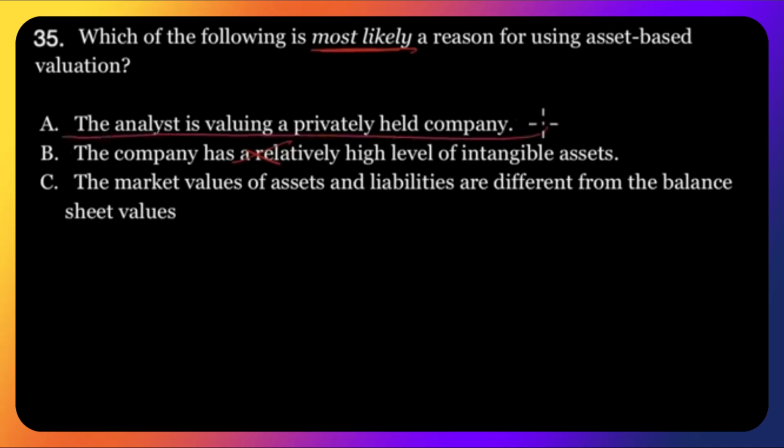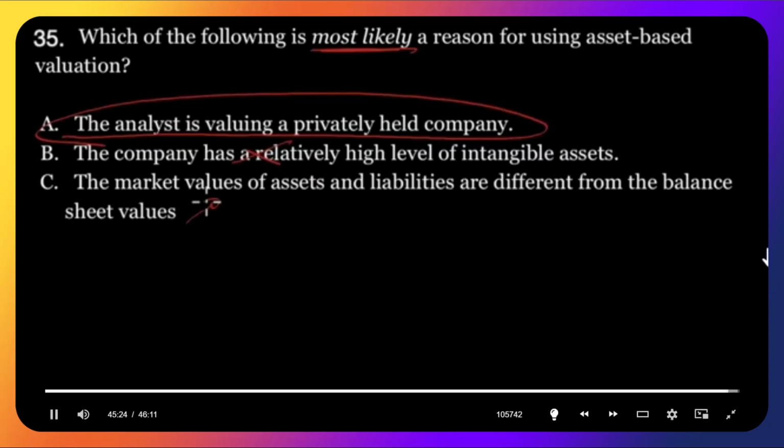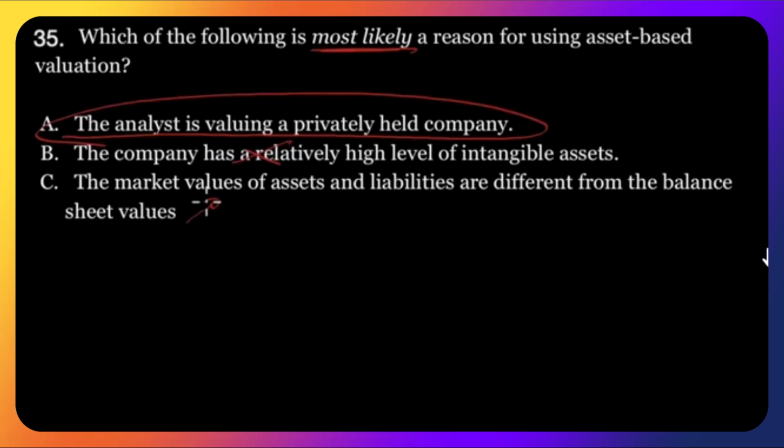So, A, the analyst is valuing a privately held company, is the most likely reason for using asset-based valuation. Let me be clear about why I'm not choosing C. C is just a general statement that happens to be true for any company. So it's not a likely reason for using asset-based valuation. Even if you're using a present value model or a multiplier model, C is a true statement for those companies as well. So it's not that once you say the market value and the book values are different, I've got to use asset-based valuation. No, that's just a true statement about almost any company's balance sheet.